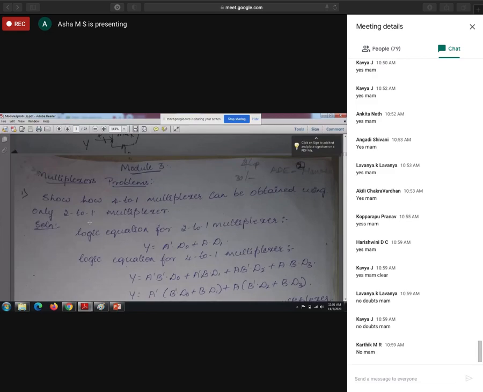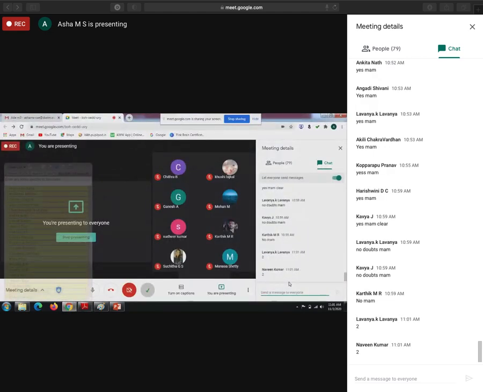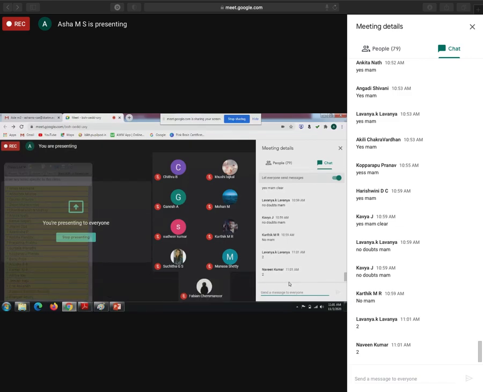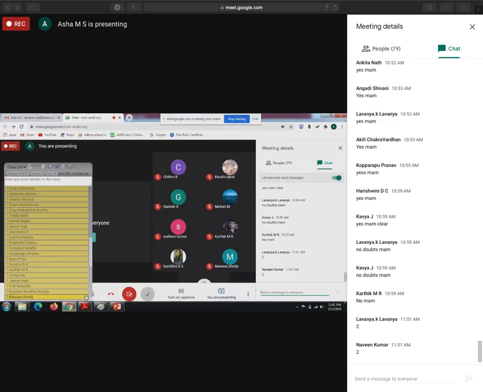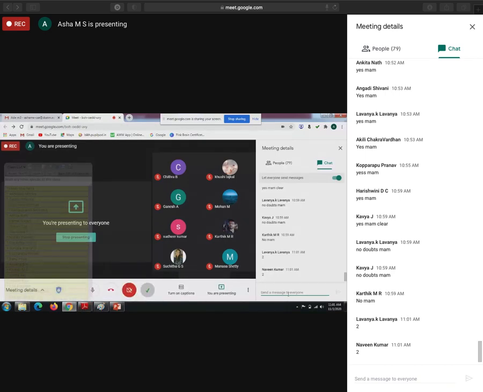So how many do you want to say? Totally how many 2 to 1 muxes are required? Only 2, Lavanya? You are going to make a 4 to 1 mux using 2 to 1 muxes. Totally how many muxes are required?